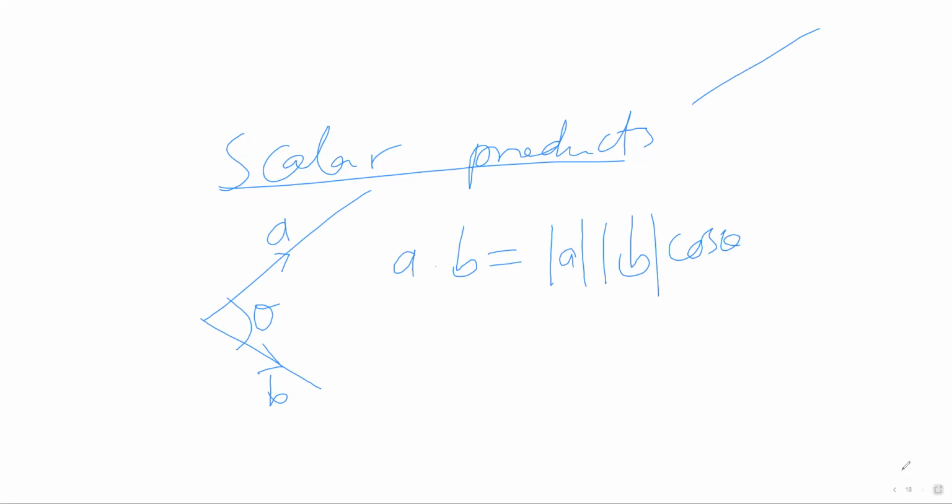So maybe if we had A and B here, and this was 30 degrees, then A times B would be the magnitude of A, the magnitude of B, and then cos 30. And then that would be the answer.